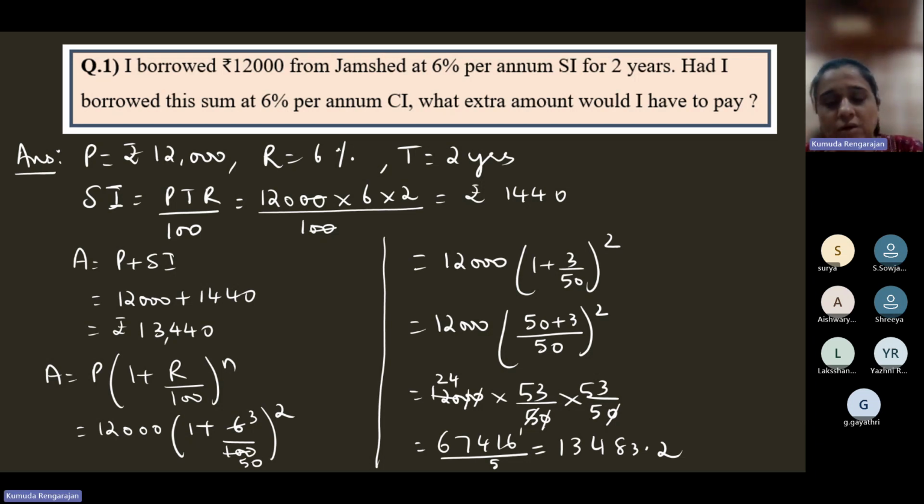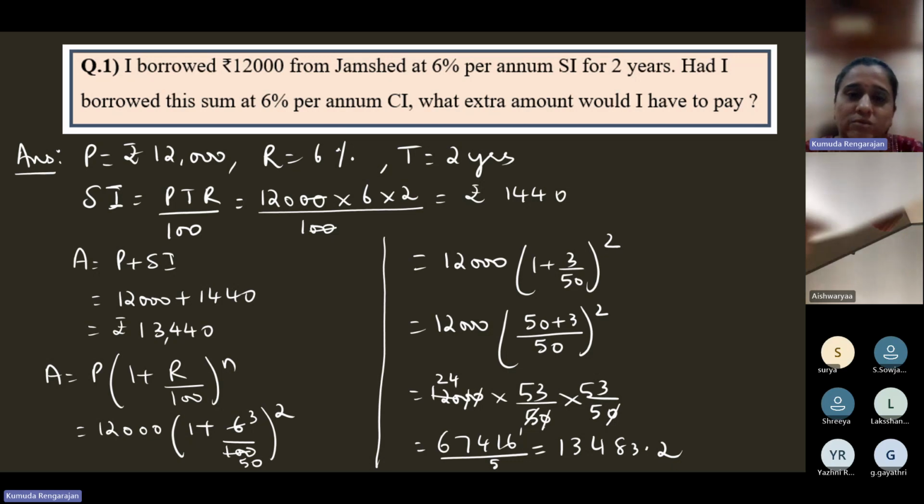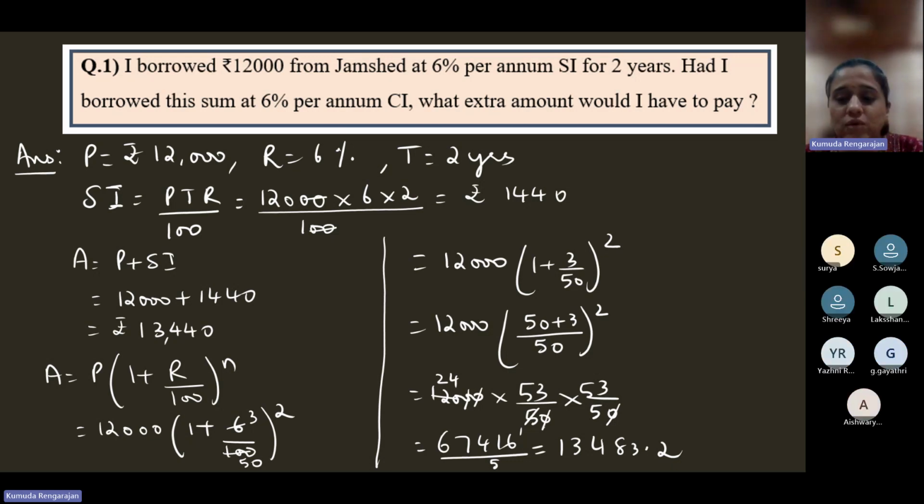So for 12,000 borrowed for 2 years at 6% per annum compound interest, the money due at the end of 2 years will be 13,483 rupees 20 paise. This one includes 12,000 and the interest. This is the amount, and for compound interest you find the amount directly. A is equal to amount is equal to P into 1 plus R by 100 to the power N. So 13,483.2 is the amount directly. Amount is inclusive of principal and compound interest. Amount means it's the principal plus the compound interest.